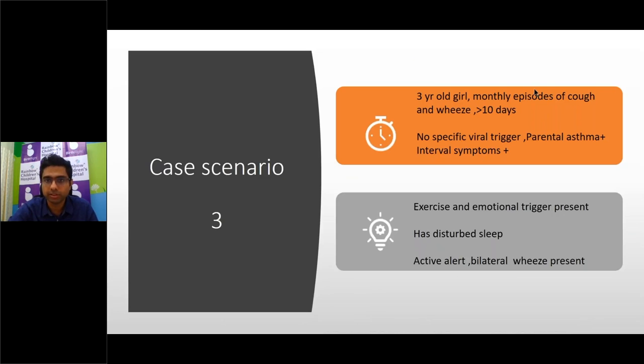This is a 3-year-old girl who has monthly episodes of recurrent cough and recurrent wheeze. The one clue here is recurrent symptoms. Second, each episode of symptoms lasts more than 10 days. There is no specific viral trigger, but there is a family history of asthma, and exercise and multiple triggers are also present. She is an active, alert child, feeding well, bilateral wheeze present. So the pattern recognition here is very, very clear.